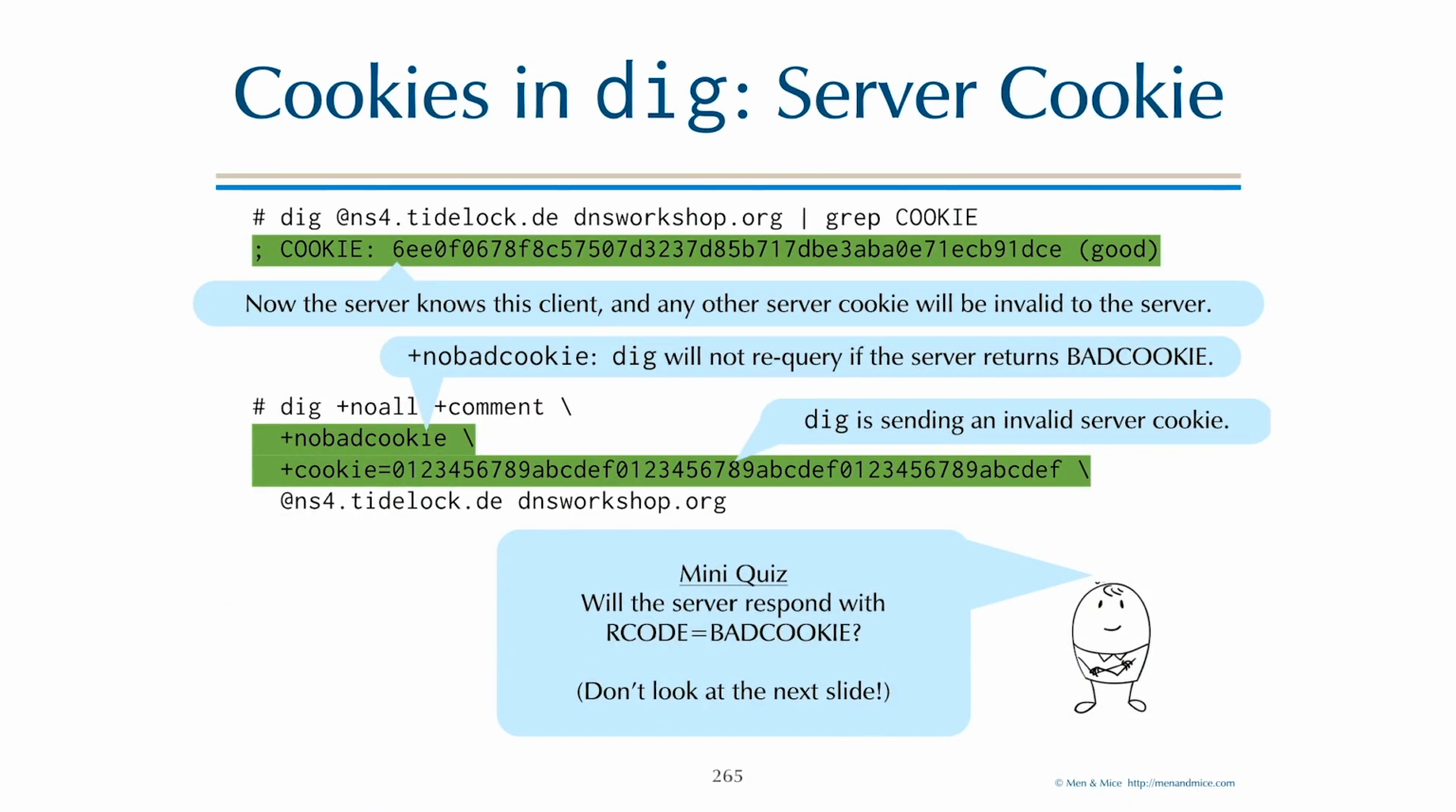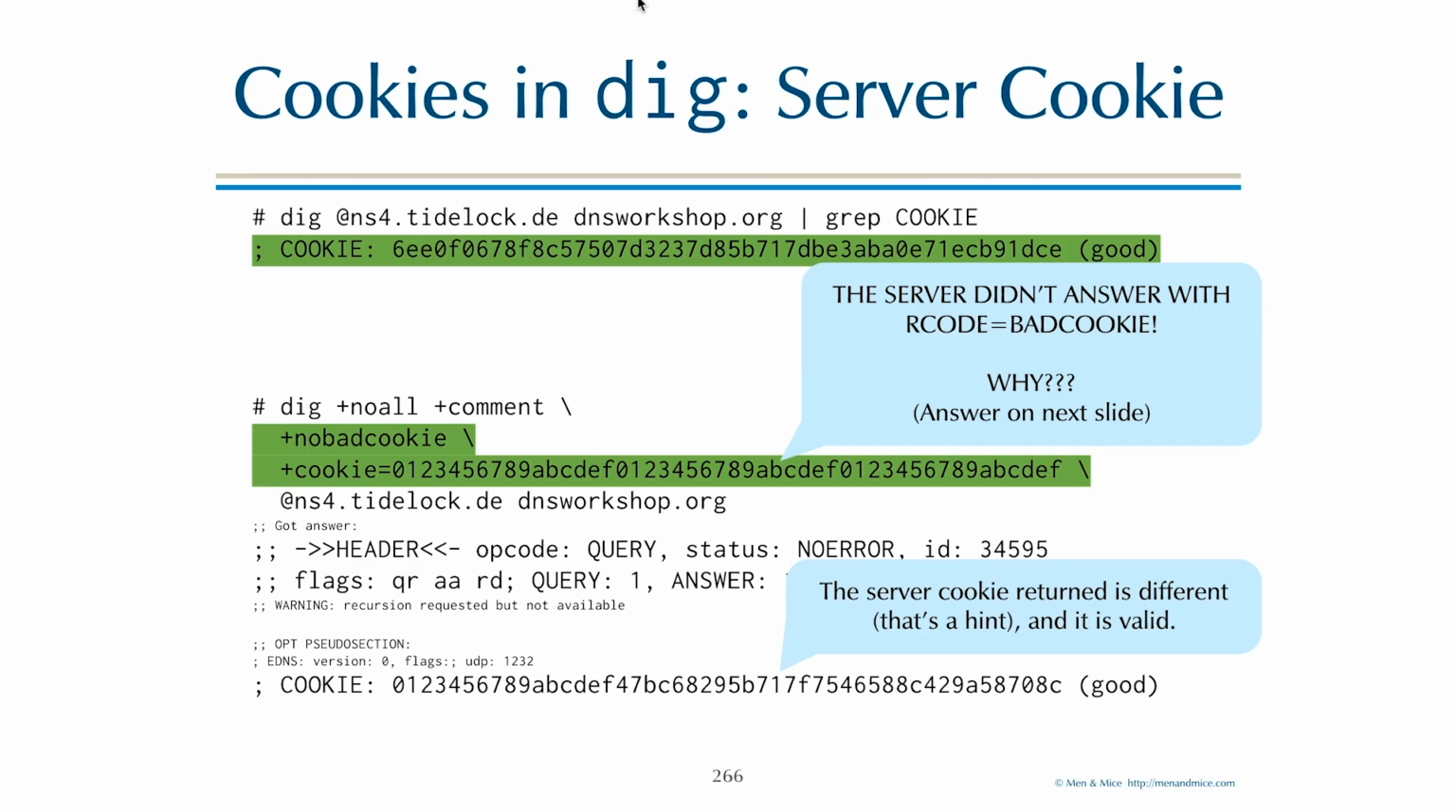So if you've answered the question, we're going to go on and see the answer. No, the server didn't respond with response code BADCOOKIE. There it is, status: NOERROR. Under here we see the answer. There was an answer sent back. Why? That's the next question. So it didn't respond with BADCOOKIE. Why? You could stop and think about that again, and we'll look at that on the next slide.